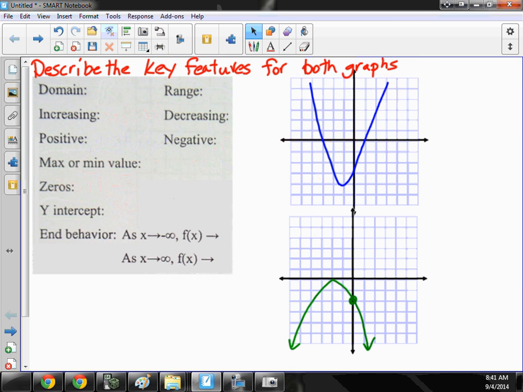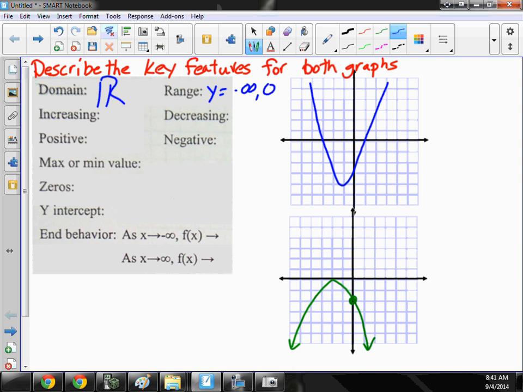Okay. So for number 2, what is the domain? All real numbers. What's the range? Everything from 0 to negative infinity. So we always list the small one first. What's the smallest number in that set? So y is from negative infinity to 0. Do we include the 0? Does the graph actually hit y equals 0? Yes. So we put a bracket.